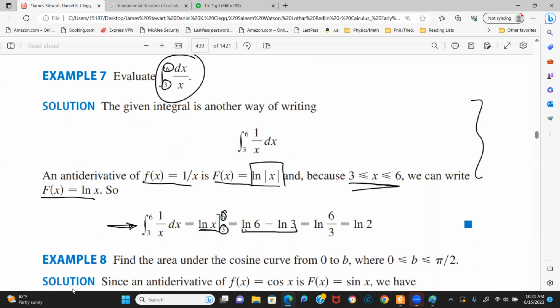And of course, you can use the property of logs. So you have a difference of logs. It's going to be the log of the quotient. So the logarithm of 6 over 3, and that will just simplify to the log of 2.